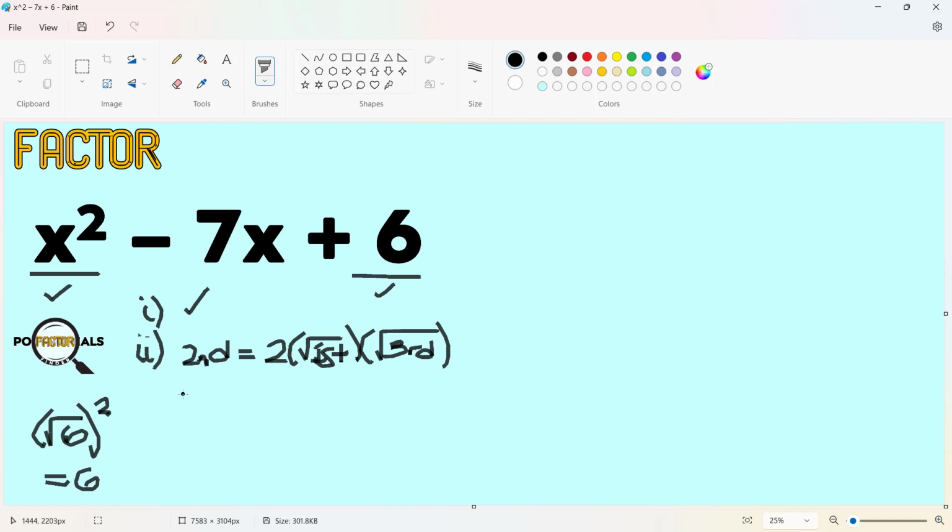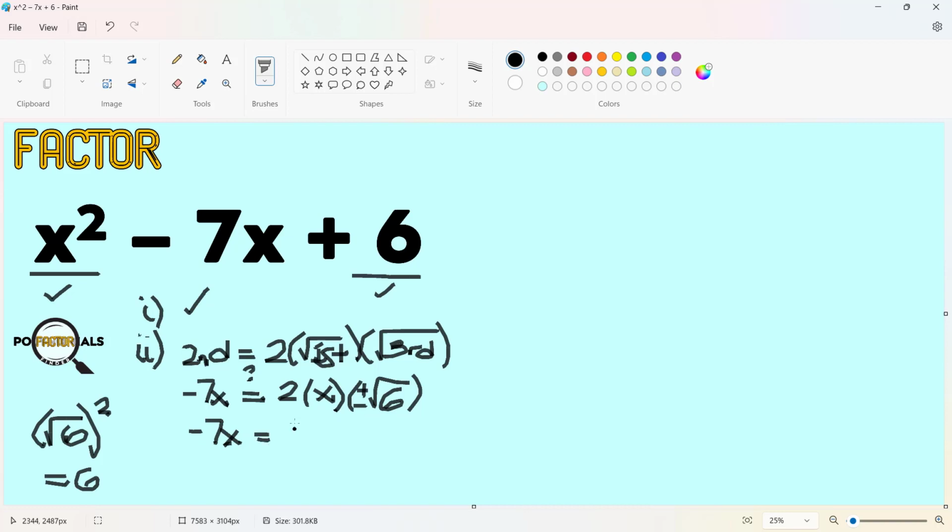Let's check. Our second term is minus 7x. Let's see if this is a result of 2 times the square root of x, which is x, and the square root of 6, that's the root of 6 if we consider 6 a perfect square. Don't forget that if we're going to take a root of numbers, we will have plus minus. So we have minus 7x.